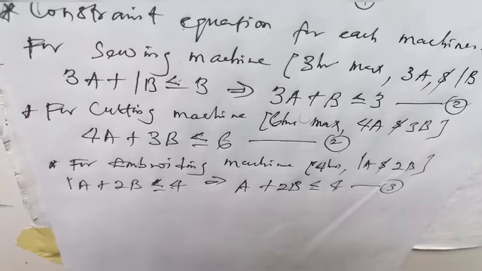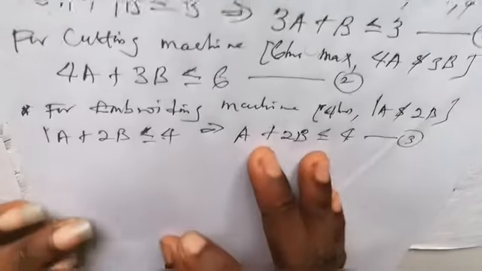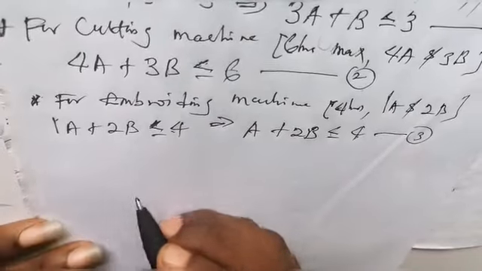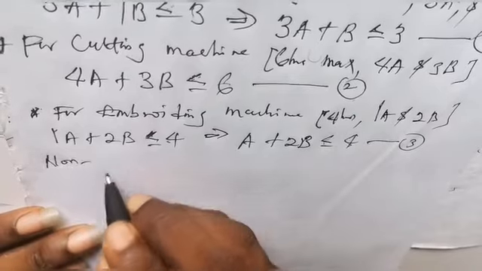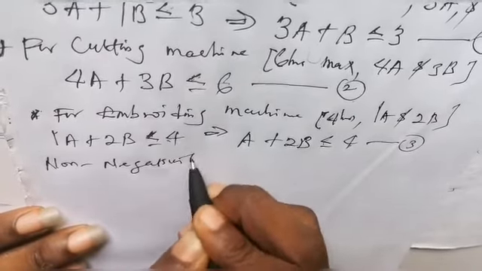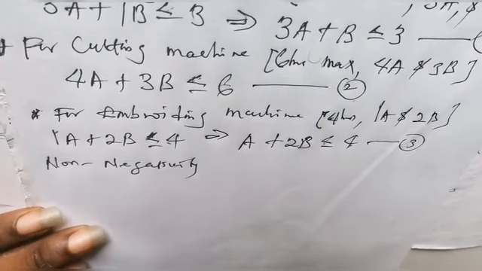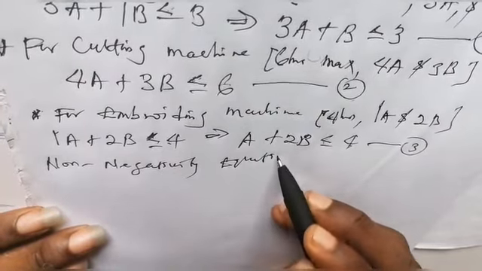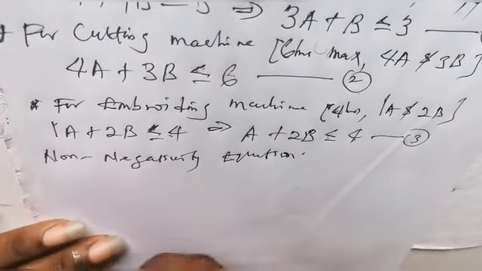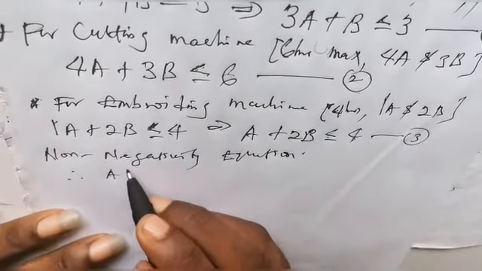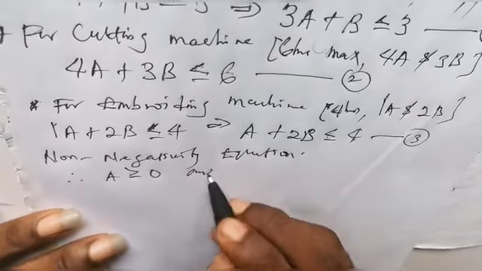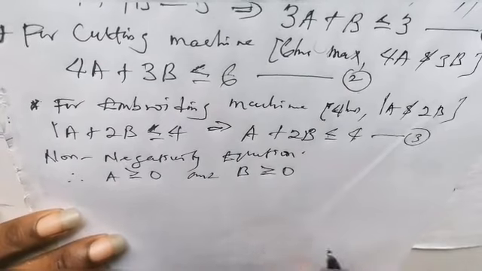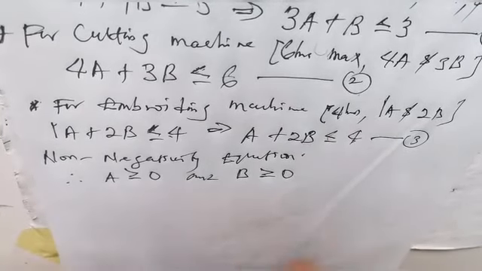And the final equation is what is called the non-negativity equation. Since each production unit cannot produce a negative value, we have the non-negativity equation. Therefore A can only be greater than or equal to 0, and B can also be greater than or equal to 0, but they can never be less than 0, so it can never be negative. So this is the first question answer. These are all the inequalities and equations which govern the production process.